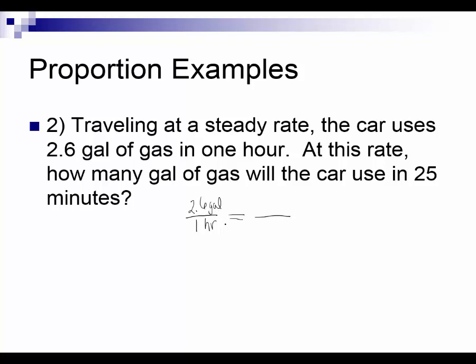At this rate, how many gallons of gas? So I want to put X gallons. That's what I'm asked about. Will the car use in 25 minutes? So these numbers also go together.